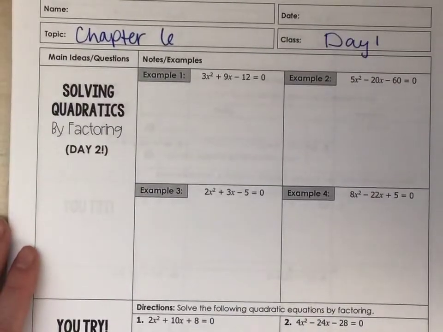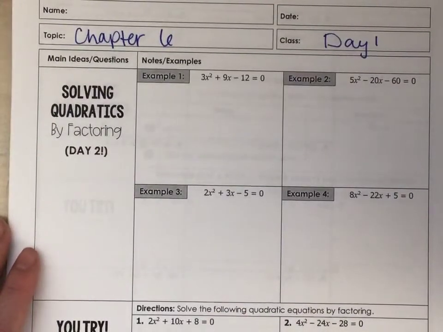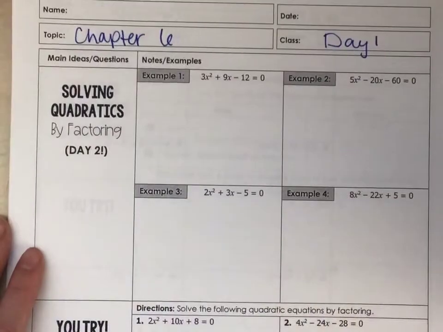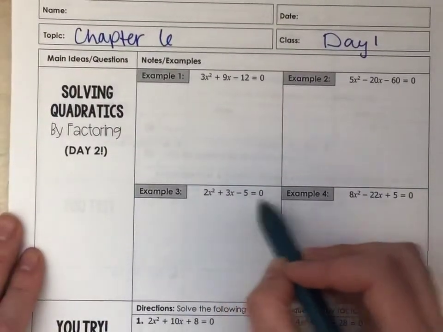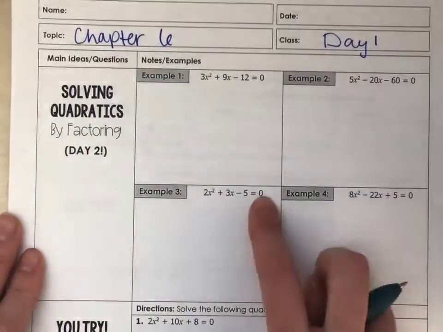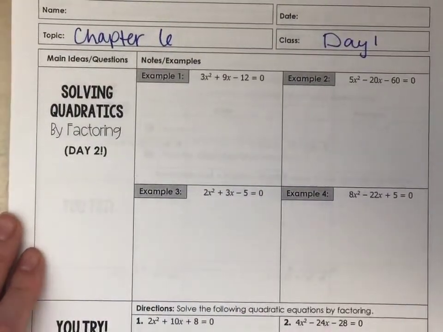Actually, I take that back. Let's do example 3. So we're going to do example number 3. So I've got 2x squared plus 3x minus 5. It's already set to be equal to 0, so I don't have to worry about that at all.